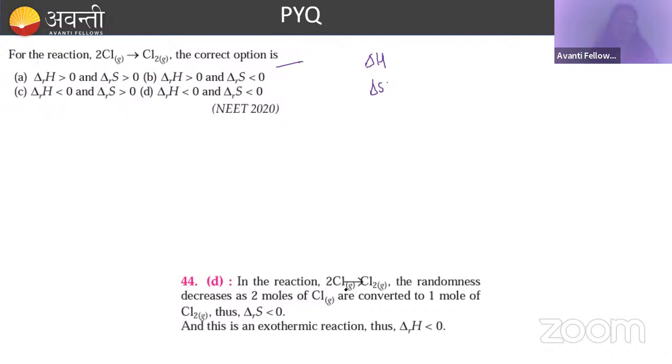So what is happening here? For gas molecules, the randomness decreases. Why? Initially on the reactant side 2 moles were present, but in the final stage, the 2 moles are getting converted into 1 mole. And so here the delta S value is decreasing. The entropy value is decreasing, and this is an exothermic reaction, and therefore delta H is less than 0. So here, option D will be correct. Delta S will be less than 0 and delta H will also be less than 0, because in this process, this reaction is an exothermic reaction.